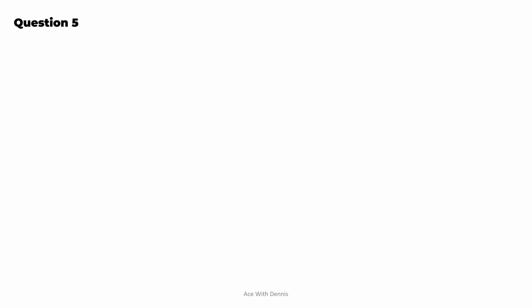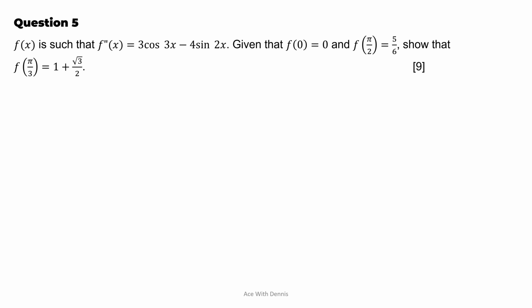Question 5. f(x) is such that f''(x) = 3 cos 3x − 4 sin 2x. Given that f(0) = 0 and f(π/2) = π/6, show that f(π/3) = (1 + √3)/2. 9 marks.